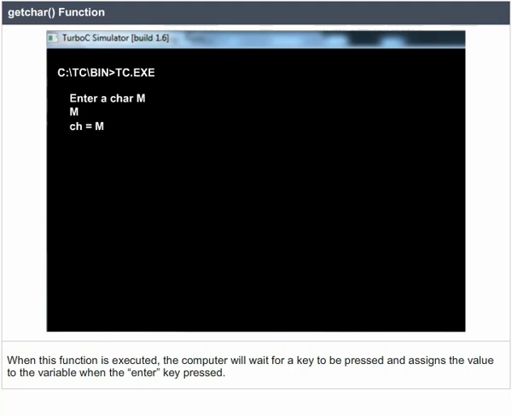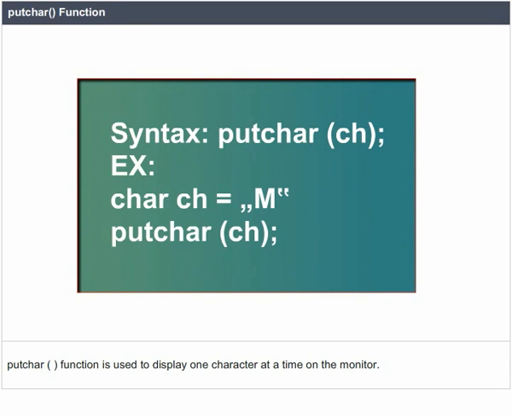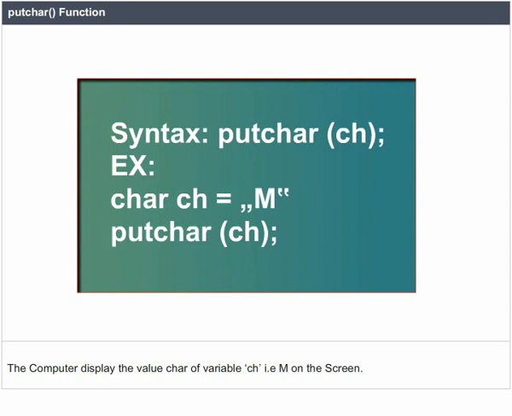putchar function. The putchar() function is used to display one character at a time on the monitor. The computer displays the value of the char variable 'ch', that is capital M, on the screen.